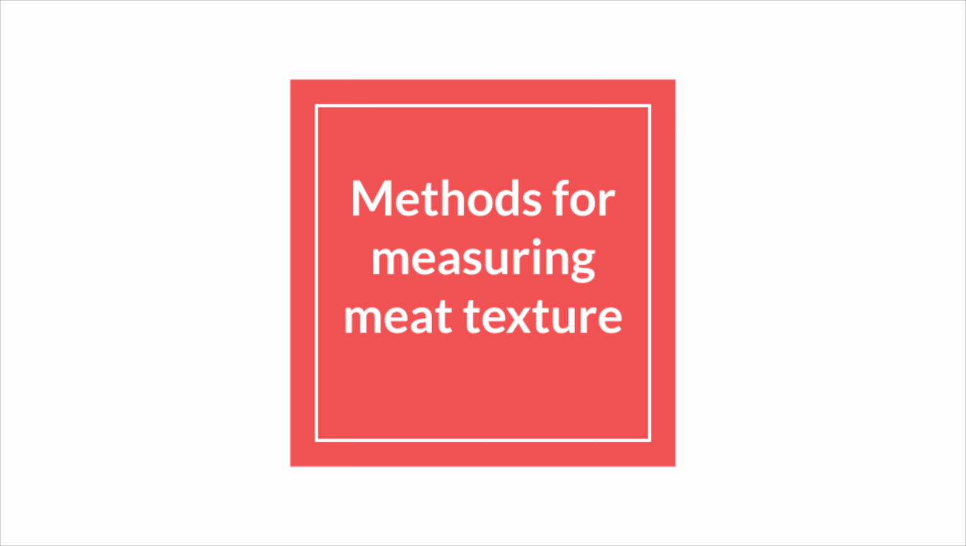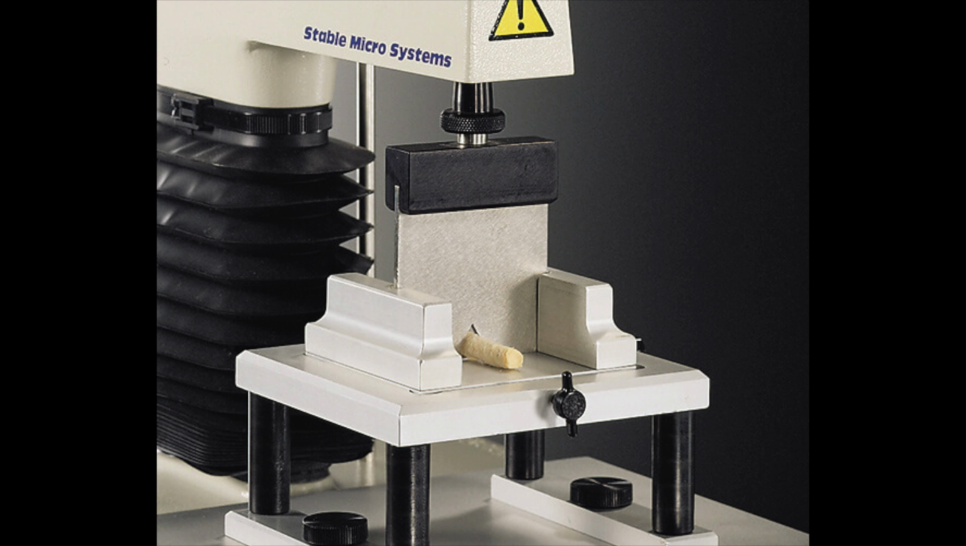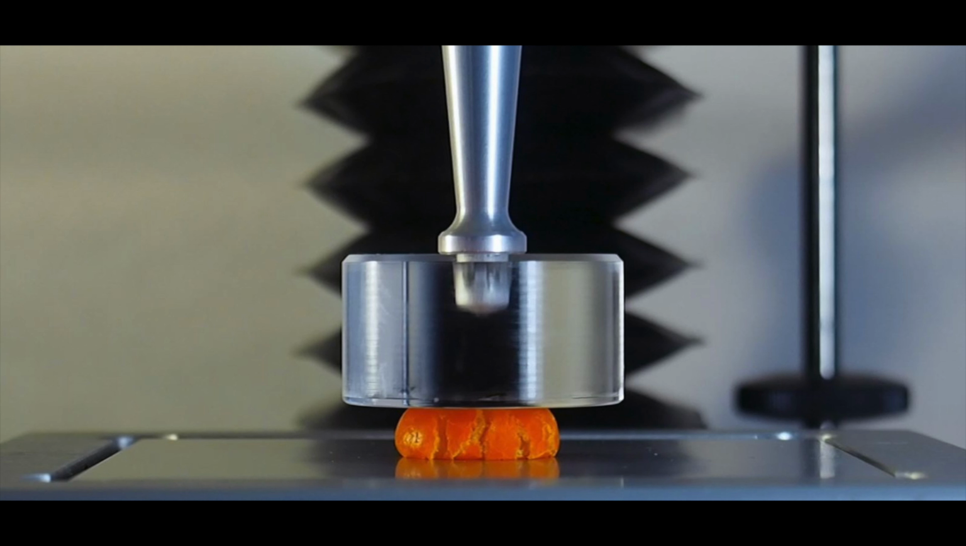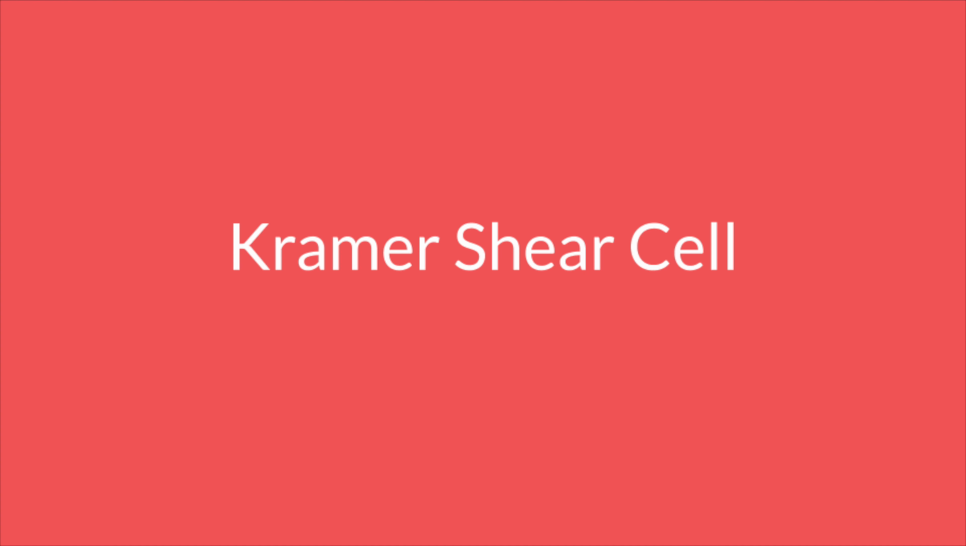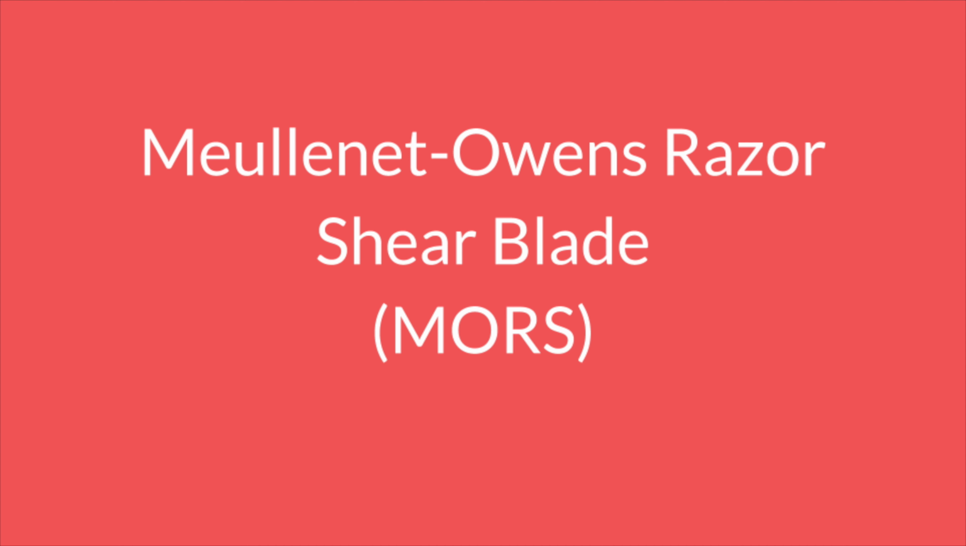Various instruments and methods have been developed which attempt to evaluate textural attributes of meat products. Common ones include the Warner-Bratzler shear force test, texture profile analysis, Kramer shear cell, and the Meullenet-Owens razor shear blade test.